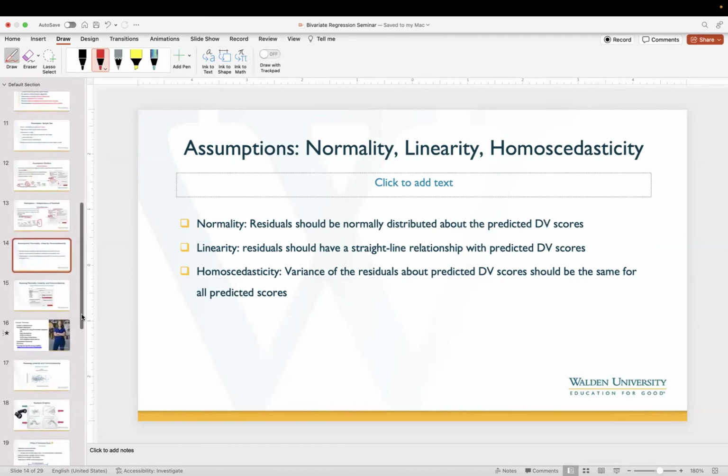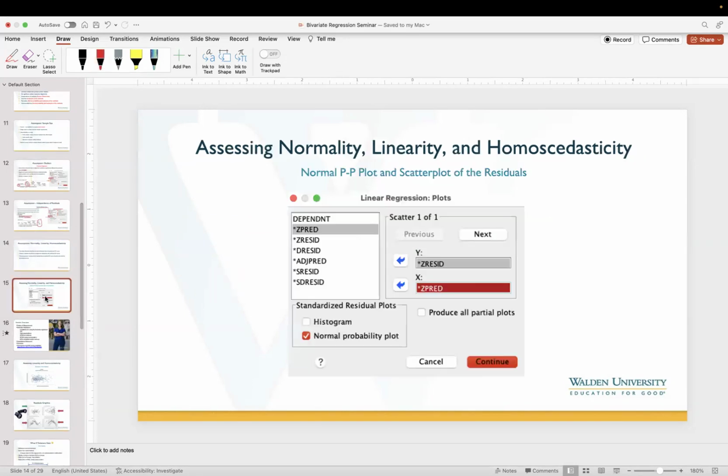Let's just go in order here. When you get into SPSS in the linear regression module, there'll be something called plots. Remember now, we're assessing all three of these at the same time. We're going to say the Z predictor variable, we can put into the X. The Z residual, we put into the Y. And it's just going to create a scatter plot for us of the residuals of X against the residuals of Y.